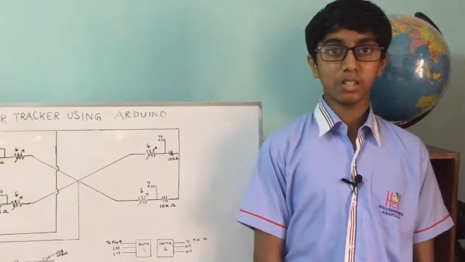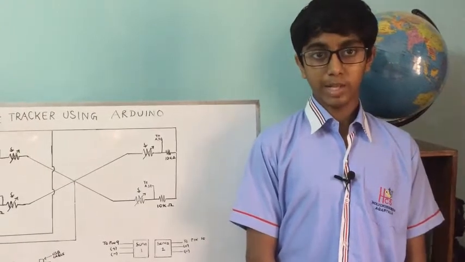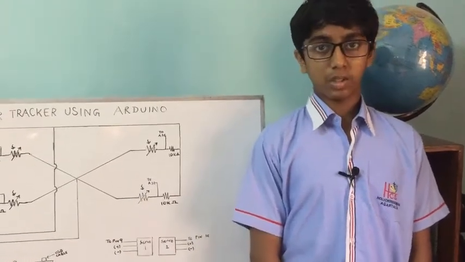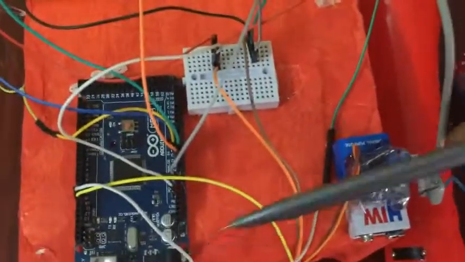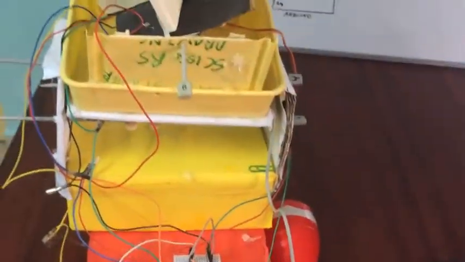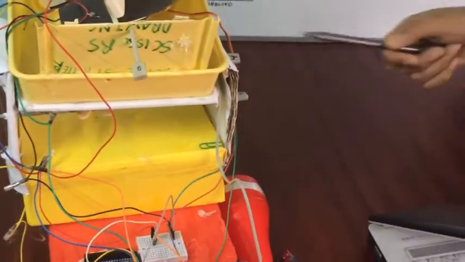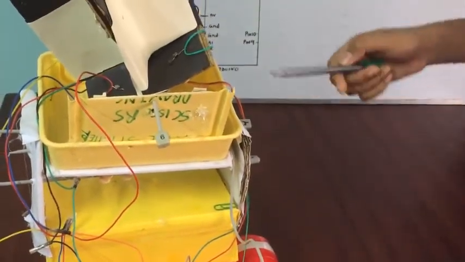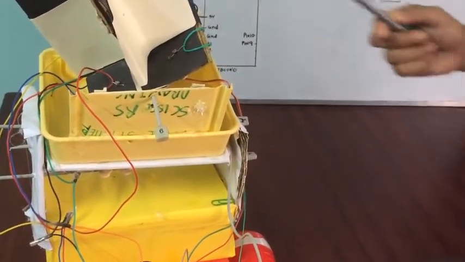This time I've made a solar tracker, and in this video I'm going to show you how to make it. For this we will need an Arduino, a mini breadboard, two servo motors, four 10k resistors, four LDRs, some connecting wires, a torch, and I've also used some household materials like knitting needles, cardboard pieces, a plastic box, and some ice cream sticks.